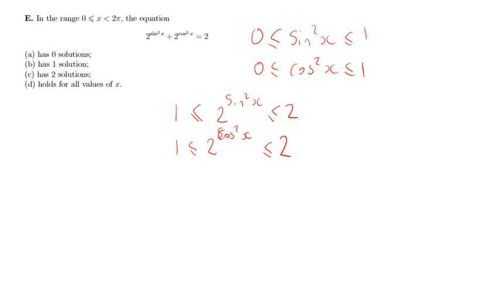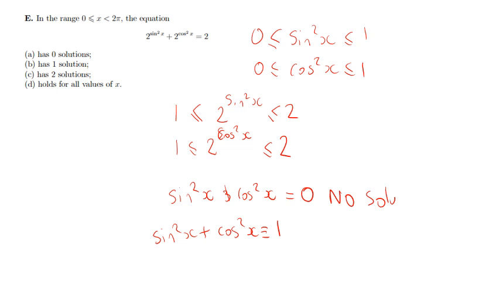between 1 and 2. So the only way that our function at the top can equal 2 is if sine squared x and cos squared x equal 0. Now, we know that sine squared x plus cos squared x is always equal to 1. Therefore, this has no solutions because they can't both equal 0 at the same time.